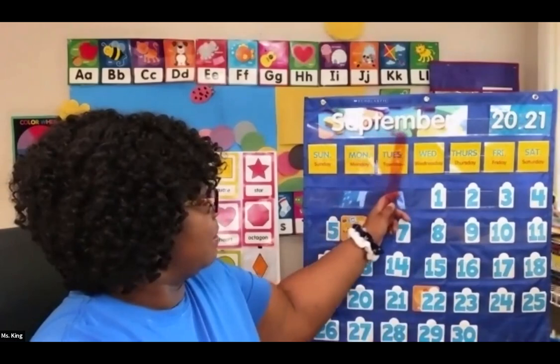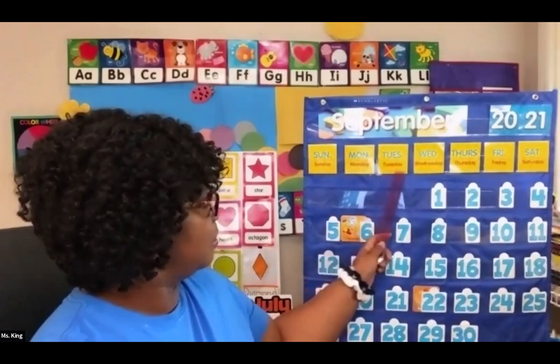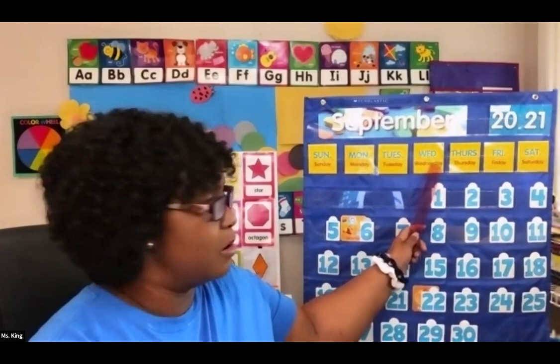And we're going to find out what the number of the day is. All right. It is September. And today is what? Sunday, Monday, Tuesday, Wednesday, middle of the week, hump day. All right. We are going down. 1. Today is the first day of September. Number 1. The first day of September.